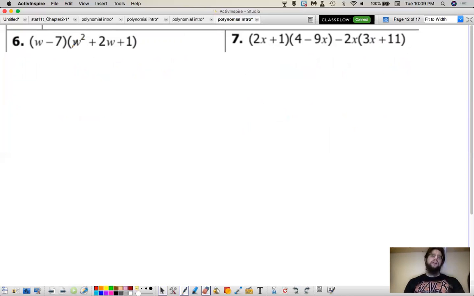How do I know I'm multiplying here? Well, I've got this thing right next to this thing. And whenever you have two things next to each other, it's understood multiplication there. They're in a set of parentheses. Parentheses next to each other means multiply. So let's just do it.